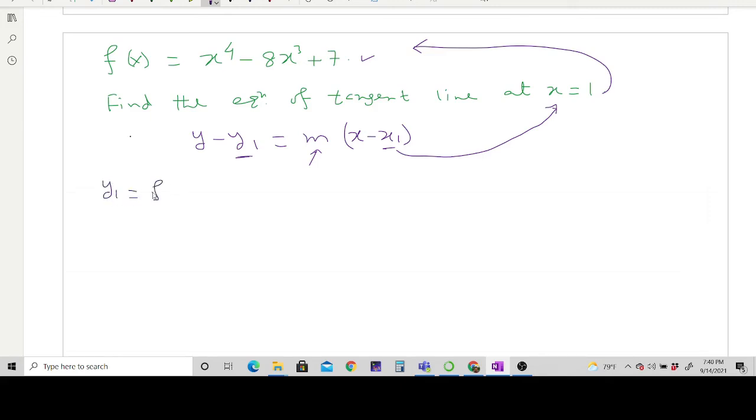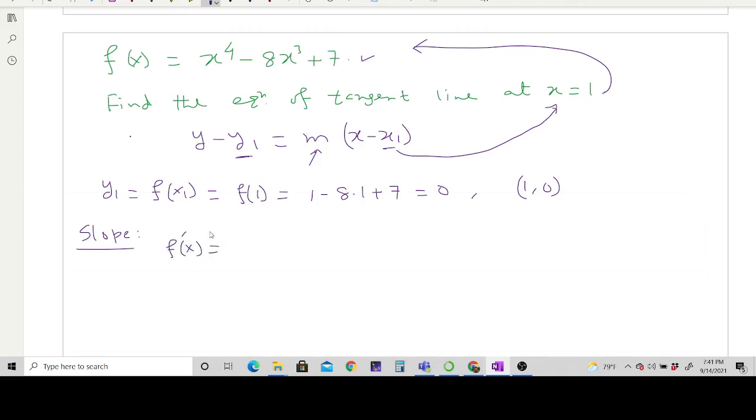Y1 equals to f of x1, so f of 1 equals to 1 minus 8 times 1 plus 7, which is equals to 0. So we find the slope at 1 comma 0, at this point. Okay, now let's find the slope. So to find the slope, we take the derivative.